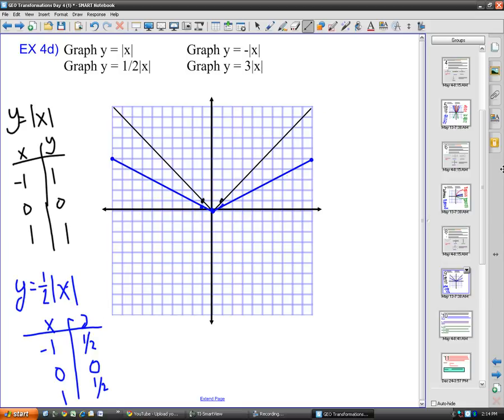So again, we're going to do 3 times the absolute value of x, and if history repeats itself, it should be pulled up and be steeper. So I'm going to pick my same values, negative 1, 0, and 1, because they're the easiest to deal with. Again, take the absolute value of negative 1, positive 1, times 3 is 3. Absolute value of 0 is 0, times 3 is 0. Absolute value of 1 is 1, times 3 gives me 3. So I'm at 0, 0 again.